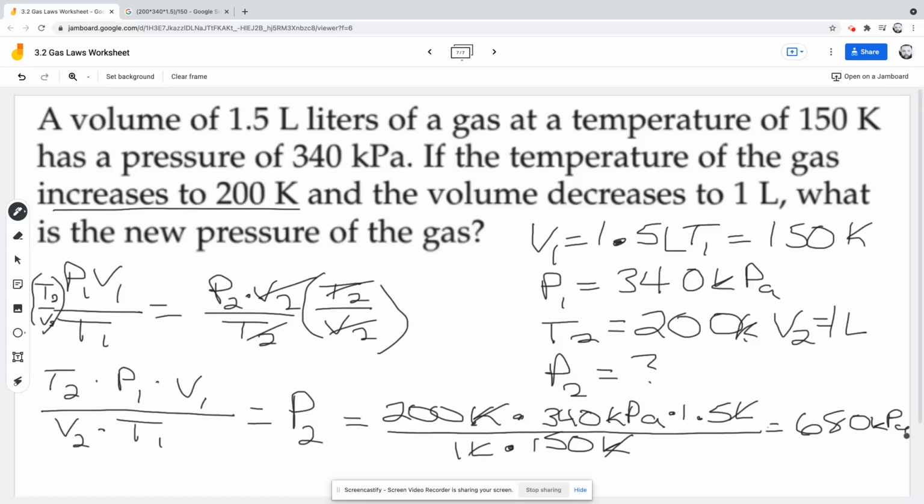And that makes sense when you think about all the things that we're doing. We basically just doubled the pressure by changing the temperature and volume. Okay? Any questions on that one?